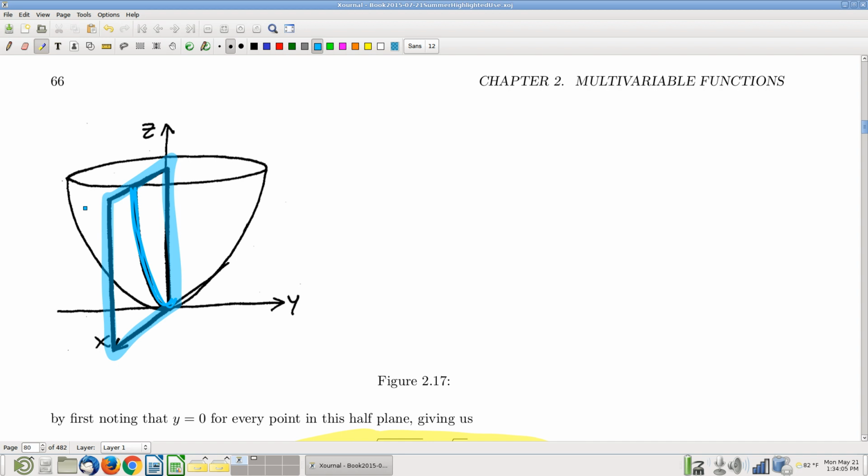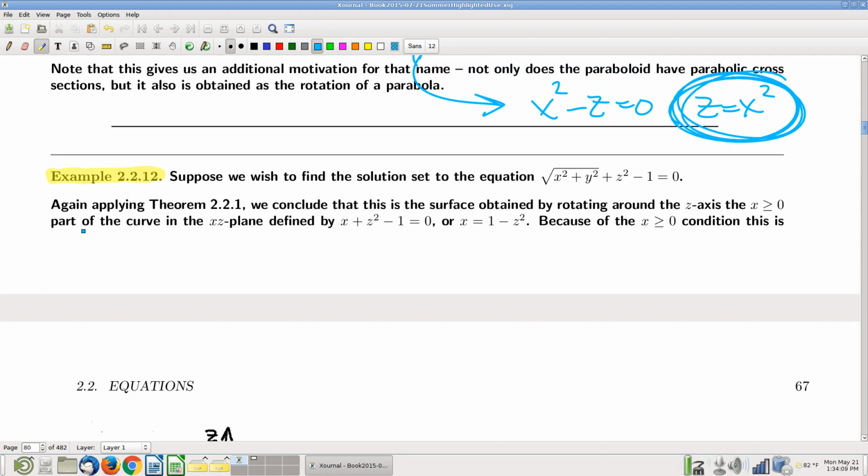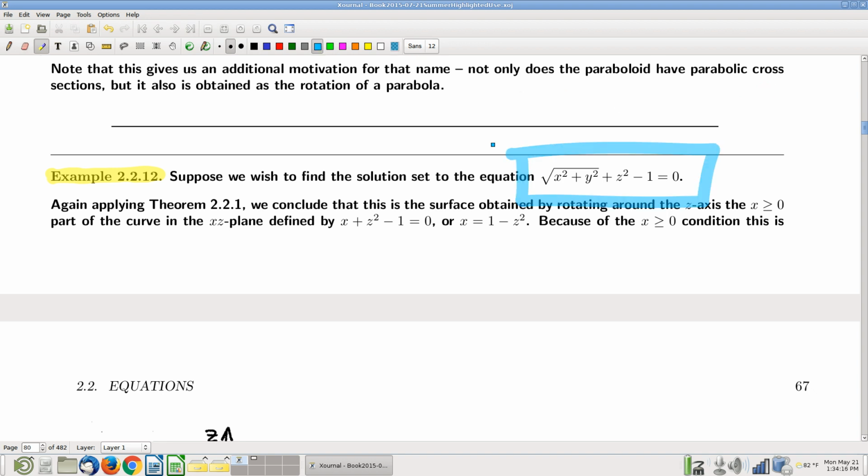Let me show you another example. Let's look at this one here. How would I find the set of solutions to that equation? And this is a nasty one because, oh gosh, it's got a square root in it. You could do this with cross sections, but it ends up being kind of hairy. It's really quite hard to do this with cross sections.